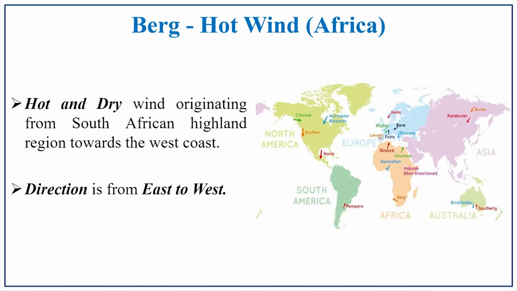The next one is Berg. This Berg is a hot wind in Africa. This hot and dry wind originates from the South African highland region towards the west coast. The direction of this wind is from west to east. So, this was the direction.